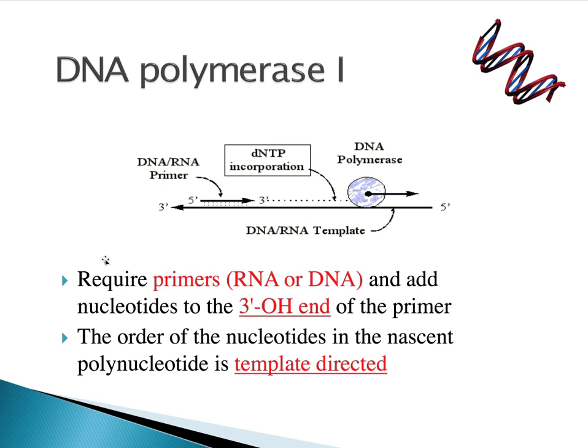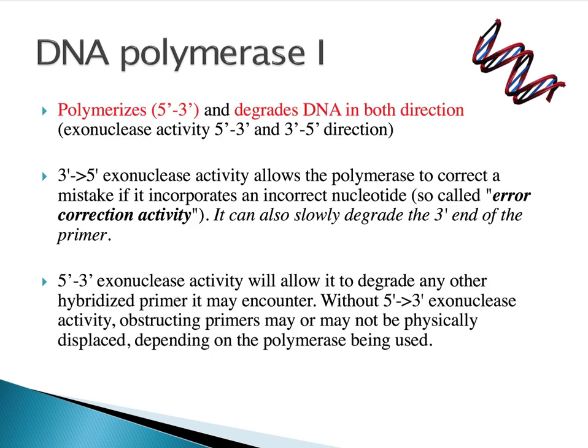Let's start with DNA polymerase 1. As you see, polymerase 1 is known to be involved in replication and in repair. The major mechanism is that using a DNA or RNA primer, which supplies the 3'-OH end for the enzyme, it can incorporate different nucleotides if it has a DNA or RNA template. However, it doesn't just polymerize the newly synthesized DNA strand from 5' to 3' direction, but it can also degrade the DNA in both directions. So it has what we call exonuclease activity, 5' to 3' or 3' to 5'.